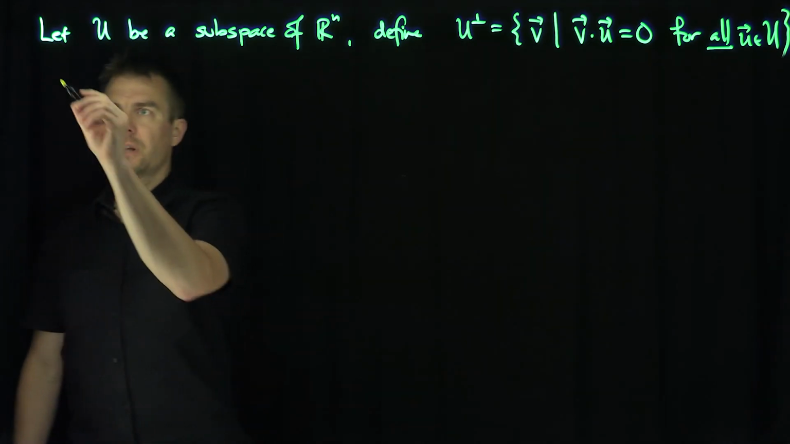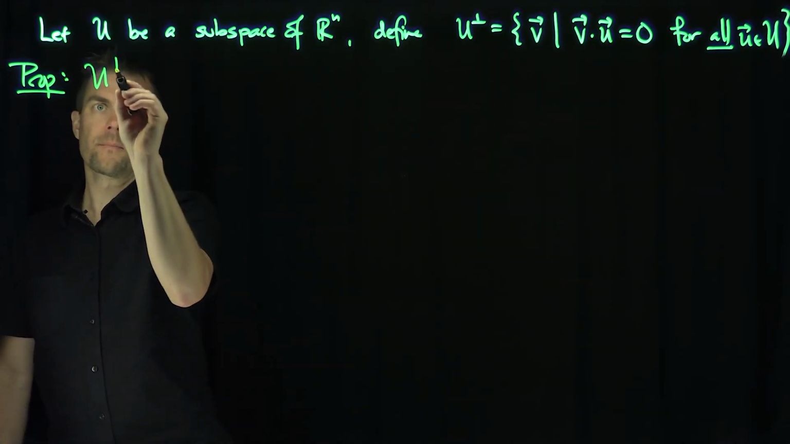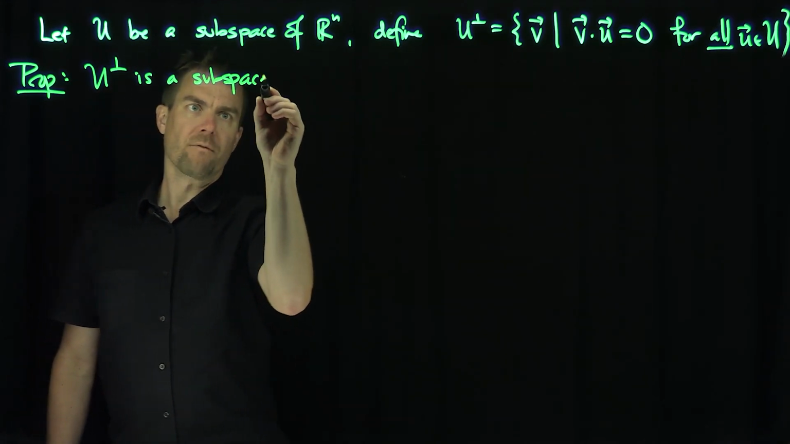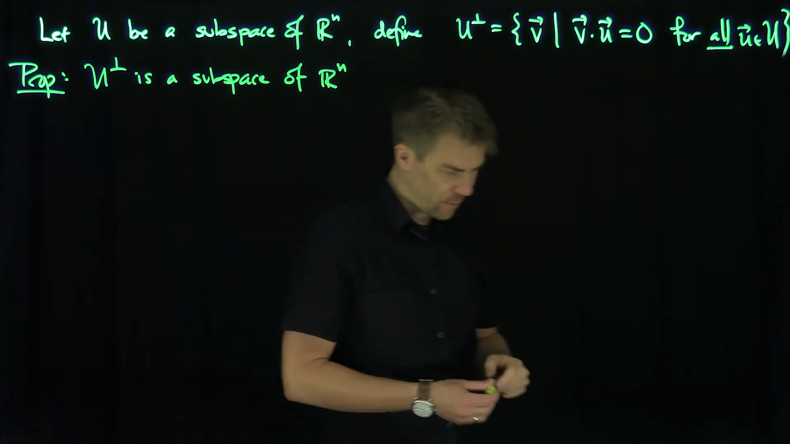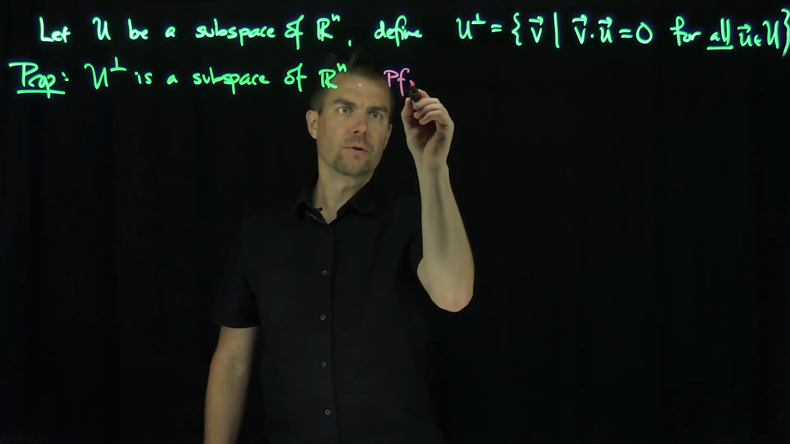Then the first claim, proposition number 1, is that U perp is a subspace of R^n. And the proof of that is simple. The proof is just two lines.